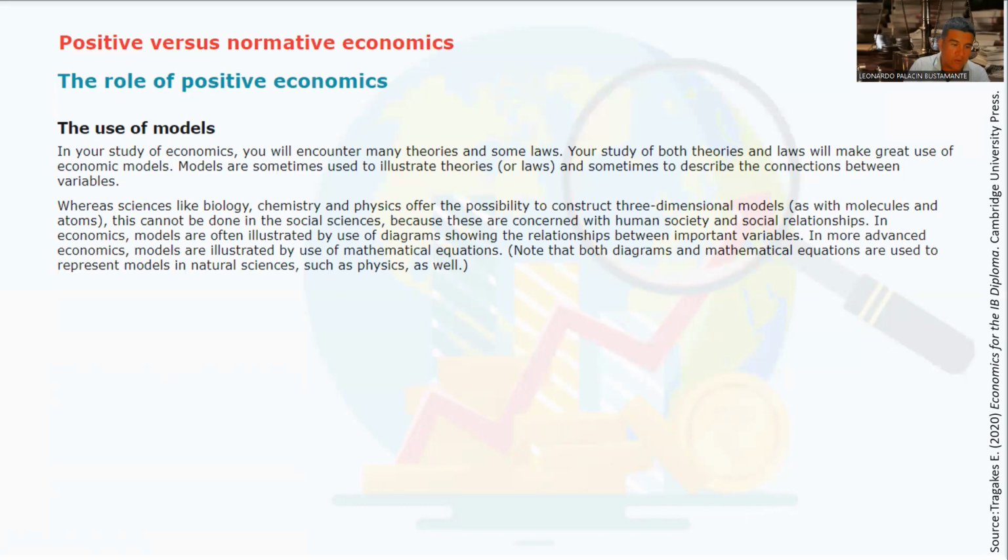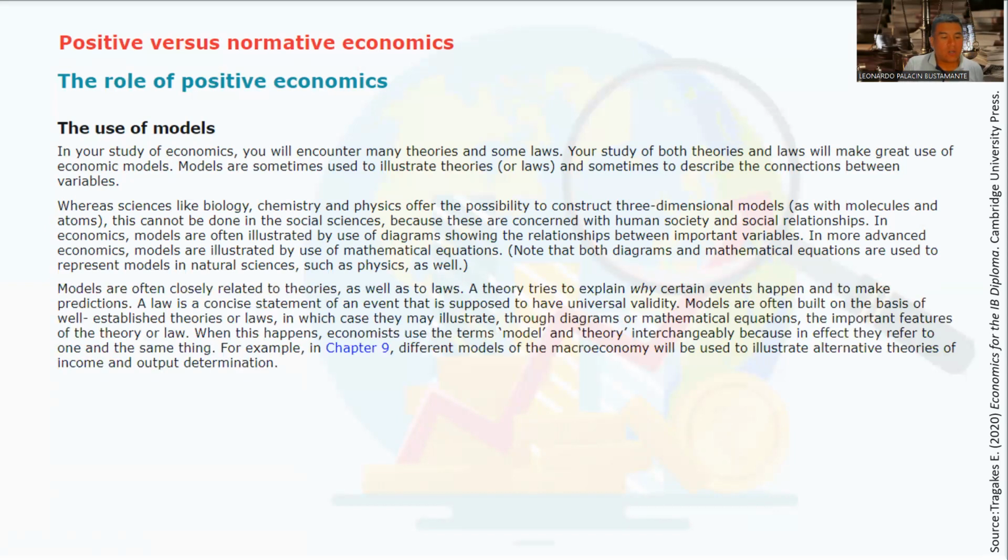So in economics, models are often illustrated by use of diagrams, showing the relationships between important variables. In more advanced economics, models are illustrated by use of mathematical equations. Note that both diagrams and mathematical equations are used to represent models in natural sciences, such as physics, as well. So models are often closely related to theories as well as laws. A theory tries to explain why certain events happen and to make predictions. A law is a concise statement of an event that is supposed to have a universal validity.